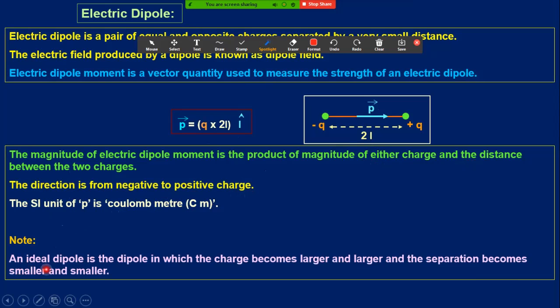Note, an ideal dipole is a dipole in which the charge becomes larger and larger and the separation becomes smaller and smaller. Okay, my dear boys, you have to remember that for making an ideal electric dipole, the separation between these two charges should become smaller and smaller, and the value of the charge should become larger and larger.